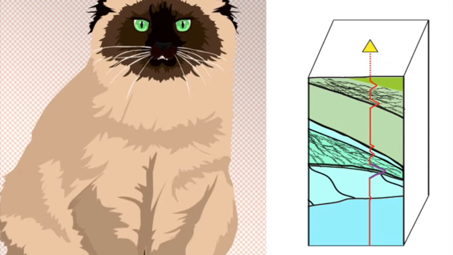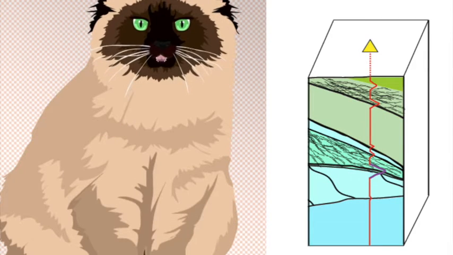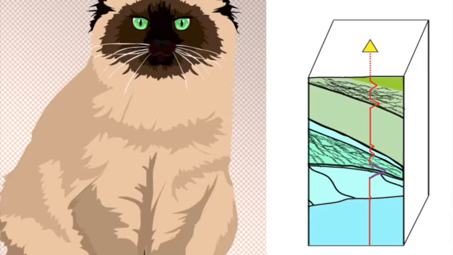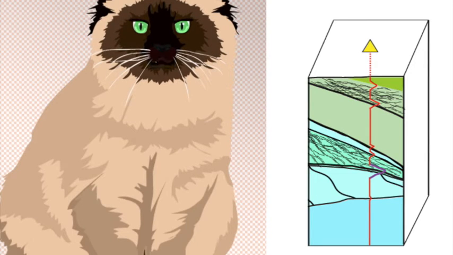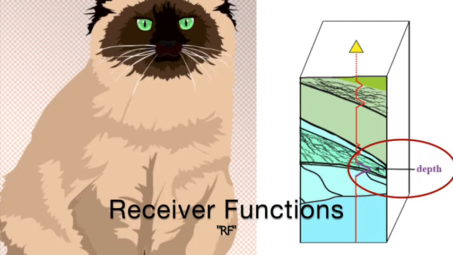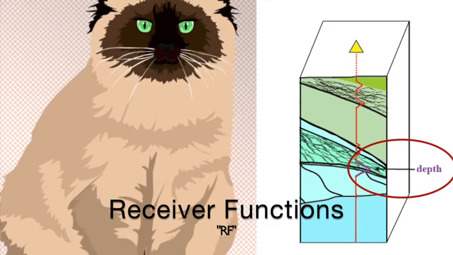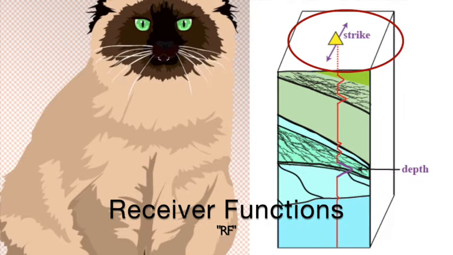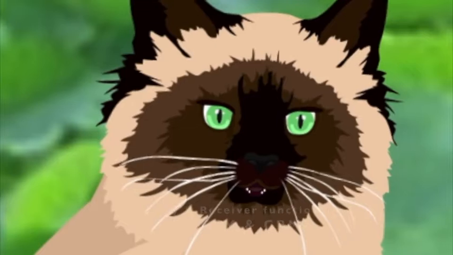I just had a eureka moment. If there is a contrast in the dipping foliation, we can find it with harmonic receiver functions. I like to call receiver functions RF now. By using RF we can find the depth of the contrast, and the foliation strike at the contrast.